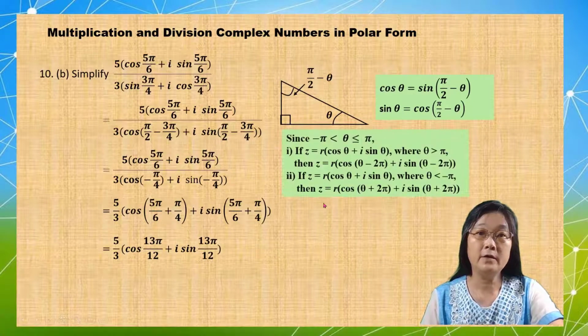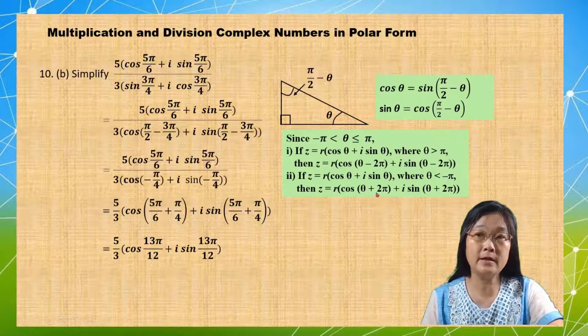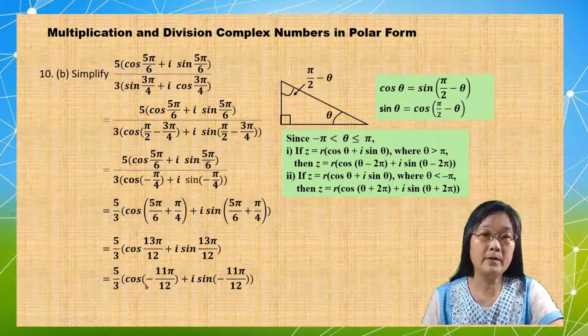So therefore, if the argument is greater than pi, then we have to subtract 2 pi to make sure that the argument is in this interval. If the argument is less than negative pi, then we have to add 2 pi. So here, 13 pi over 12 is greater than pi, so we need to subtract 2 pi. When we subtract 2 pi, we will get negative 11 pi over 12. So this is the answer.